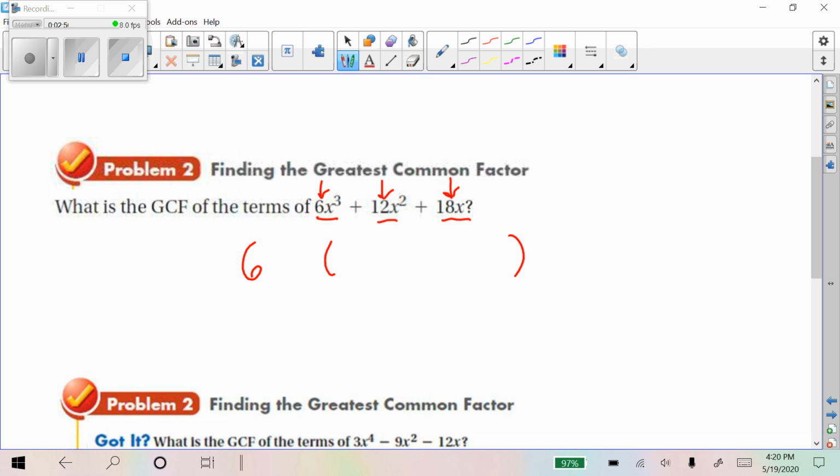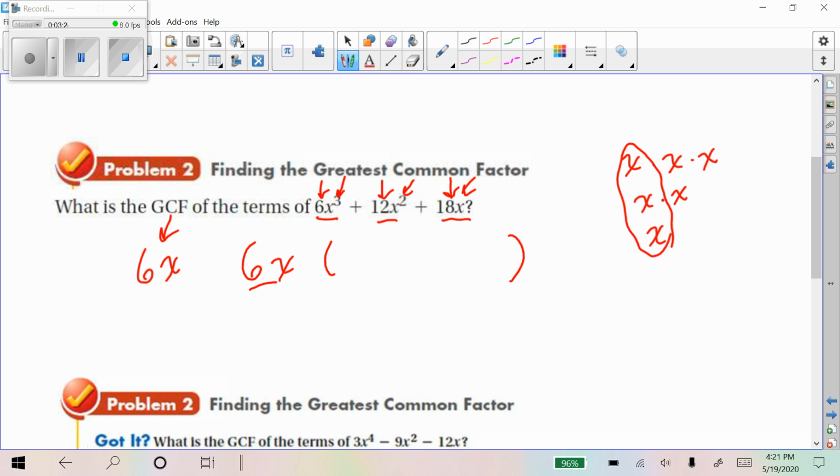And then we also want to know what is the greatest common factor of x to the third, x squared, and x itself. Well, x to the third is this, x squared is this, and x by itself is this. X is the only thing that they all have in common. So I'm going to put that out here. So 6x is the greatest common factor. And I want to write it as a product of the greatest common factor and then whatever you would multiply. So now you have to think about this.